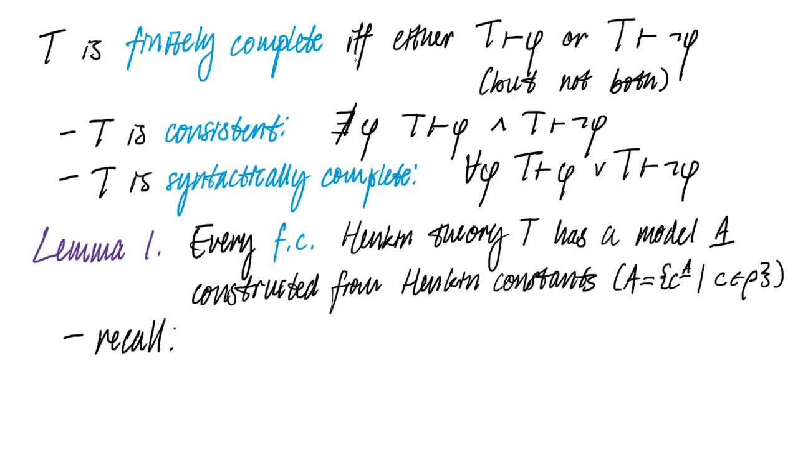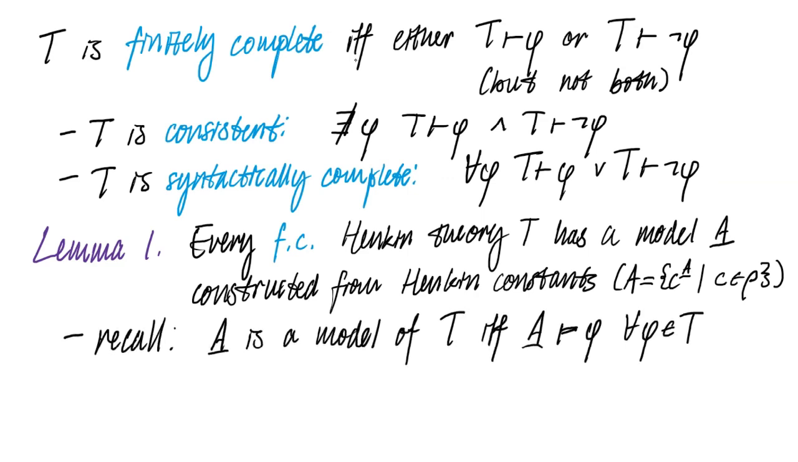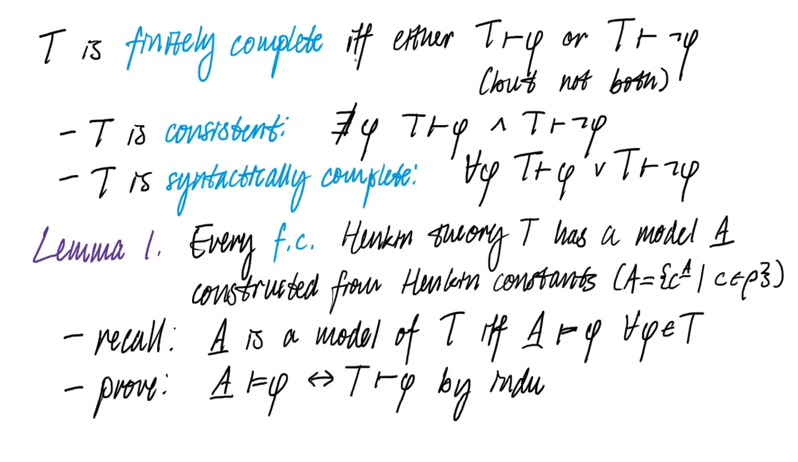Recall that A is a model of T if and only if A satisfies all sentences in T. So we need to prove that for every sentence phi in T, A satisfies phi if and only if T proves phi. We do this by inducting over all phi in T. Here is a sketch of a proof for lemma 1 by induction.